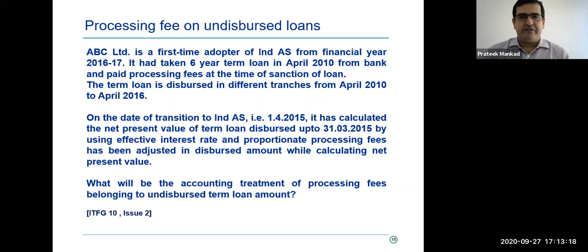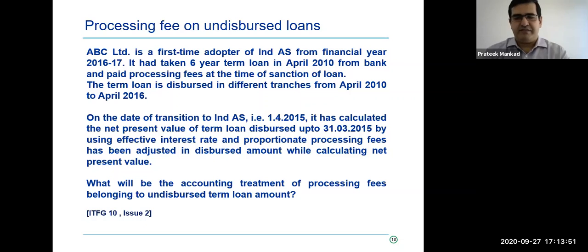Okay, what's the fact pattern here? The fact pattern here is a company has taken a 6-year term loan and has paid a fee at the time of sanction. The loan disbursement does not happen one shot, it happens in tranches. The question is that, and now let's take numbers to make this simpler. The sanction from the company, so from the bank, was 100 rupees.